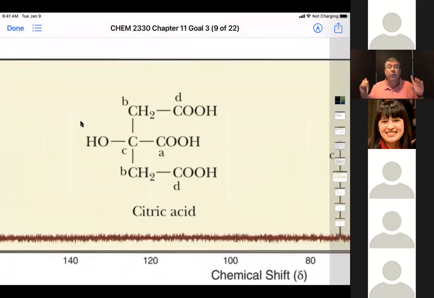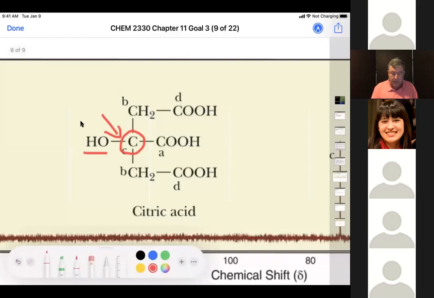Okay, so the first thing we do when we look at a structure is we figure out how many different types of carbons we have. So this carbon right here is the only carbon with three other carbons attached to it, and it's also the only one with the OH. So I'm going to say that's a unique carbon. That's the only one like it in there. Okay, so then let's kind of move out from there.